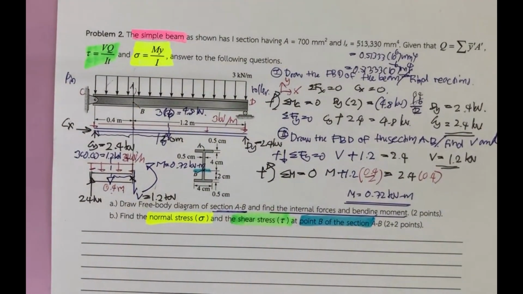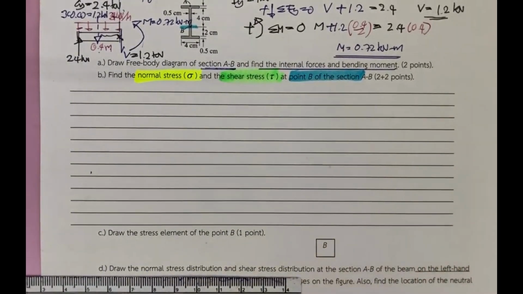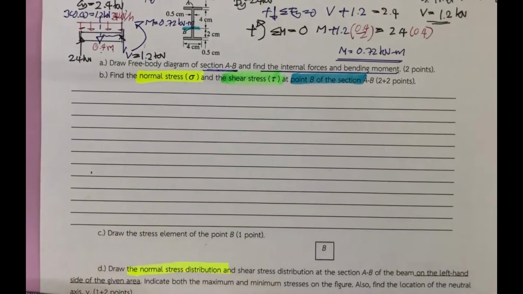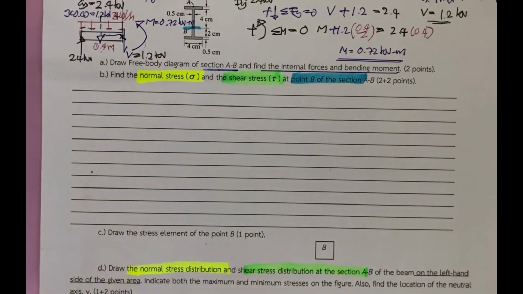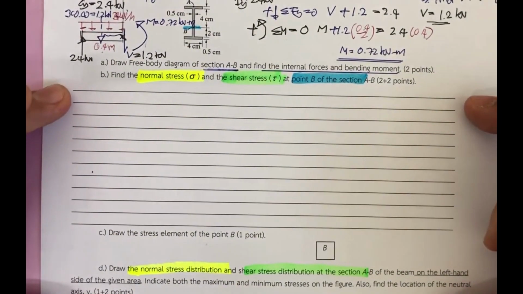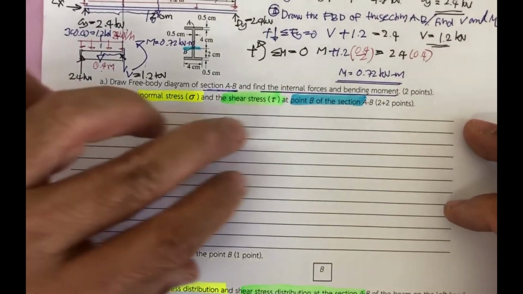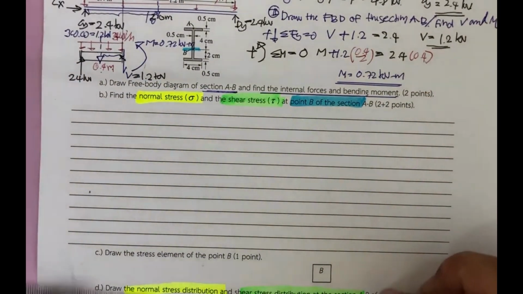Anyway, I think it's better for us to draw the shear stress and normal stress distribution, because below this they also ask us to draw the normal stress distribution and also the shear stress distribution on this section. Anyway, due to the limited space here, I will draw the section and draw the stress distribution in this portion, okay, to make things more clear.